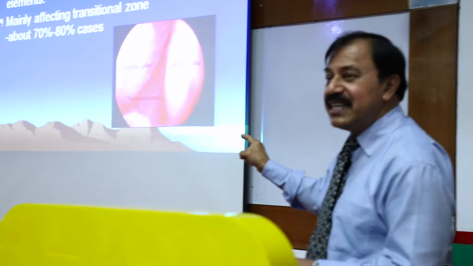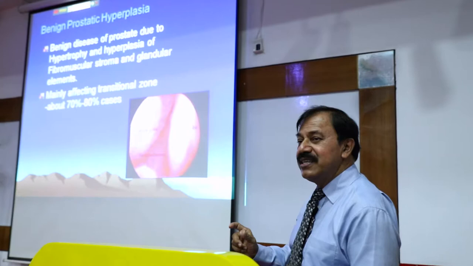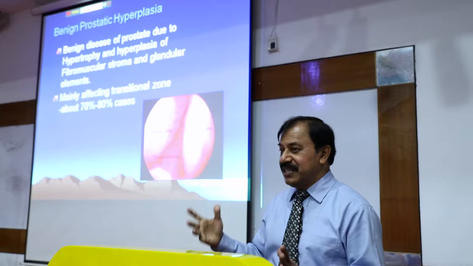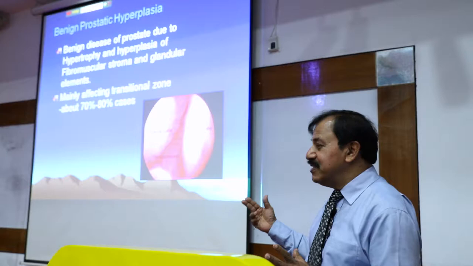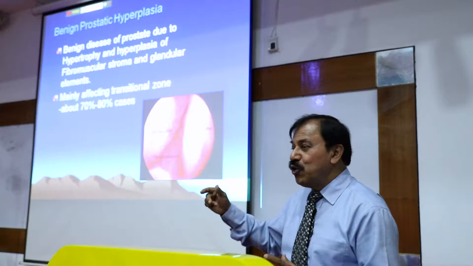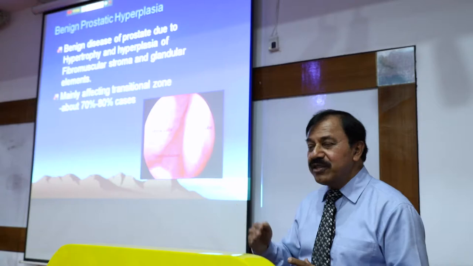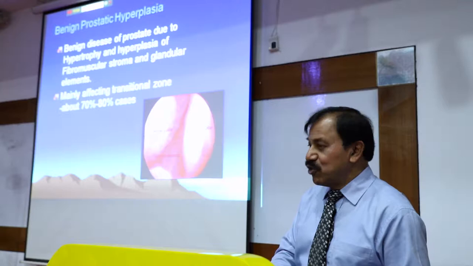The verumontanum is the guideline. That is the place at the level of the external sphincter. Normally we are continent, meaning we can control the urine, by the external sphincter and the internal sphincter. The external sphincter is at the level of the verumontanum, and the internal sphincter is the bladder neck. So when we go for operation, the verumontanum is the guideline. We do not resect beyond this verumontanum. That is why the endoscopic view shows the two lateral lobes, right and left, and the verumontanum.